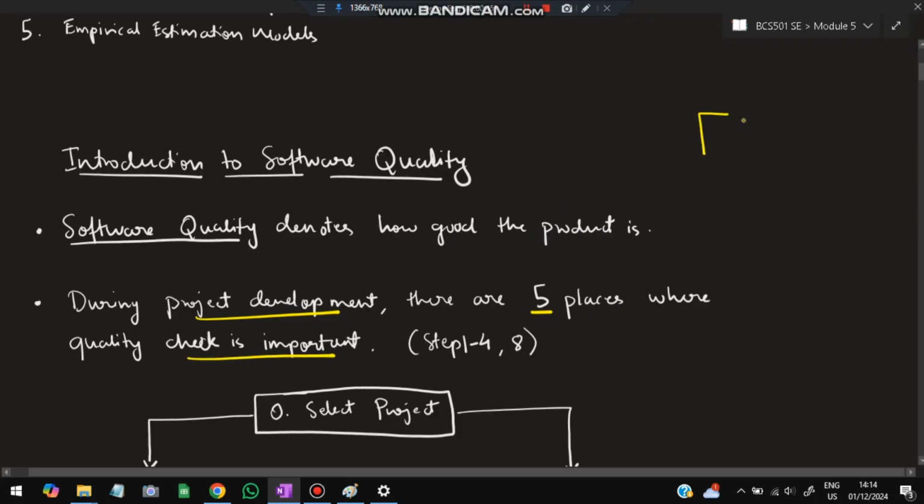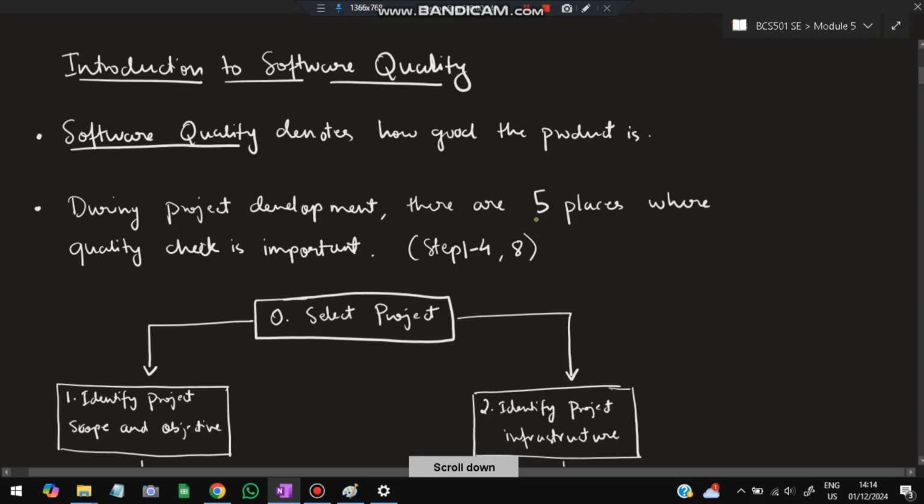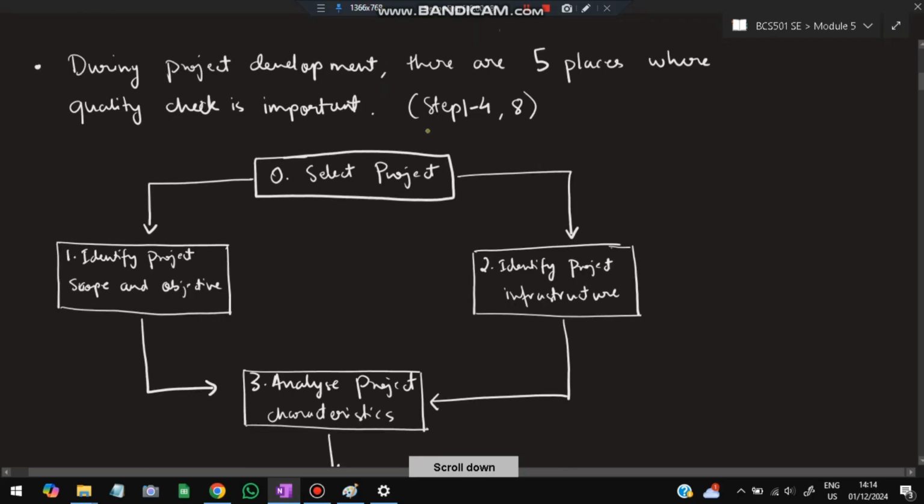So when a project starts developing, we'll be starting from the requirement analysis and in the end we'll be having the final product. In between that there are many phases present. Okay, so in five places the quality check is very important. So which are those five places? Okay, so first let's discuss how the project is made.